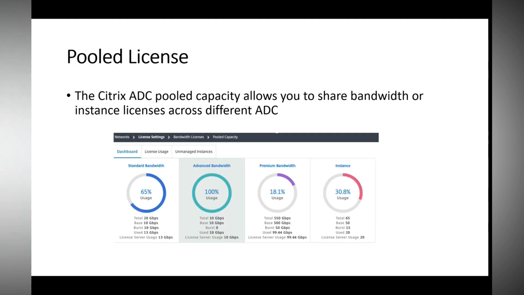Okay. As I mentioned in between, there is something called pool license. Nowadays, most of the customers are going with the pool license, so that is the reason I included this slide. So what is pooled license? As per the statement, the Citrix ADC pooled capacity allows you to share bandwidth or instance license across different ADCs. What is the meaning of this?